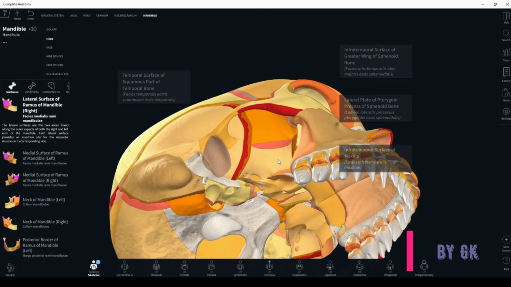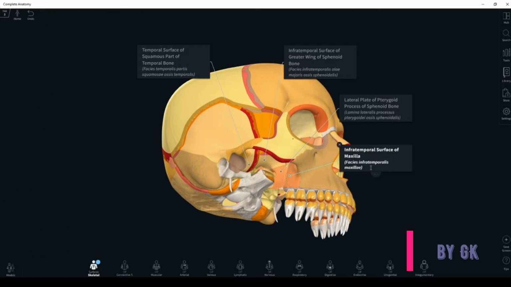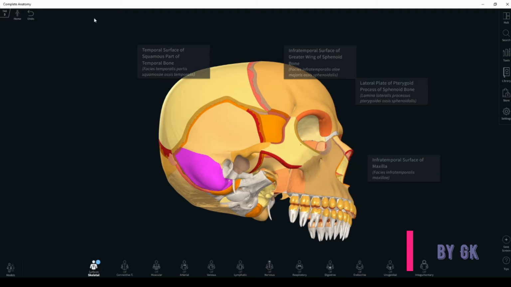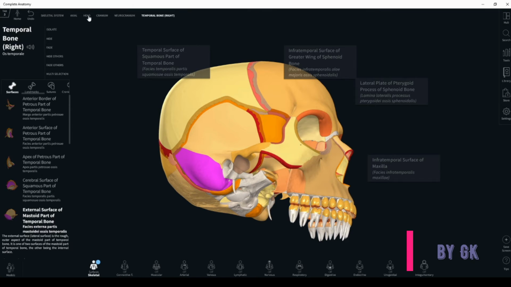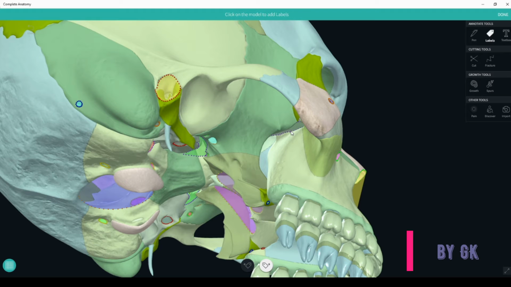The superior wall of this fossa is formed by the infratemporal surface of the greater wing and the squamous part of the temporal bone. The anterior wall is formed by the infratemporal surface of the maxilla, and the medial wall by the lateral plate of the pterygoid process of the sphenoidal bone. To avoid confusion, the lateral plate forms the medial wall, and the lateral wall is formed by the mandible.